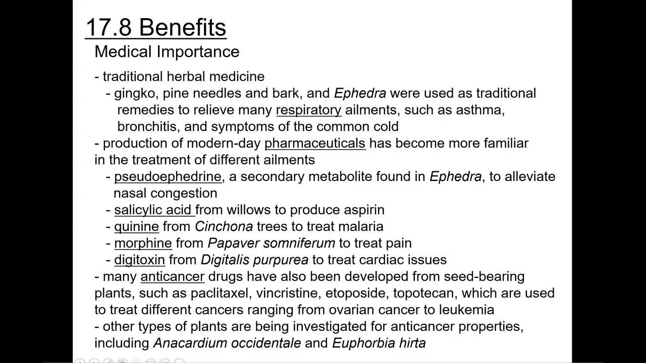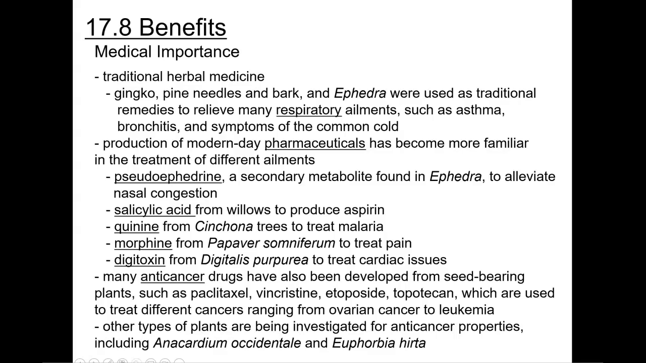Plants are going to have many medicinal importances. We have traditional herbal medicines, things like ginkgo, pine needles, and bark. We have ephedra that's going to be used in traditional remedies to relieve many respiratory ailments. So ephedra is known for pseudoephedrine that we use in things like cough medications. They're also going to help things such as asthma, bronchitis, and symptoms of the common cold. Production of modern-day pharmaceuticals has become more familiar in the treatment of different ailments. So we have the pseudoephedrine, that secondary metabolite that's going to be found in ephedra to alleviate nasal congestion.